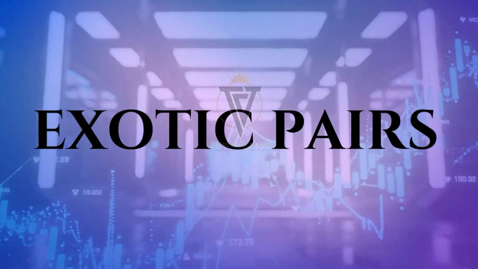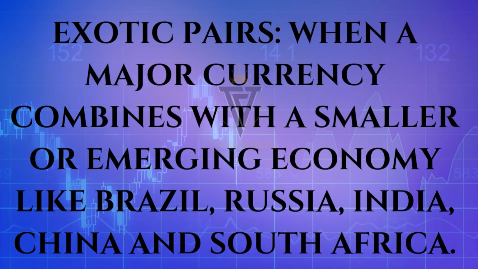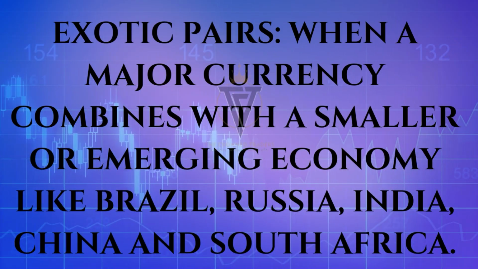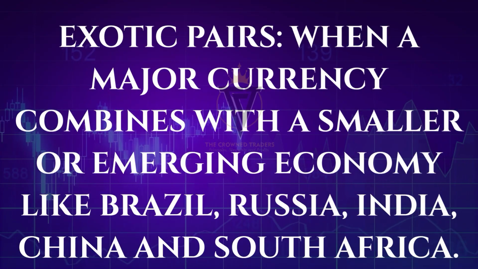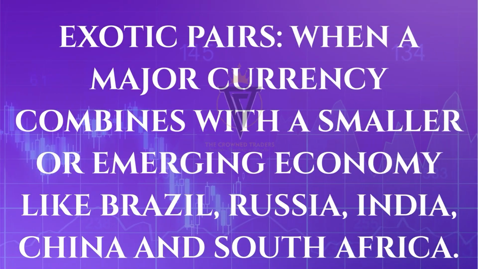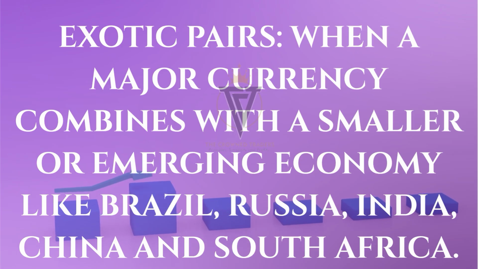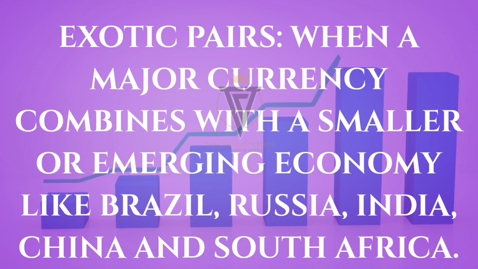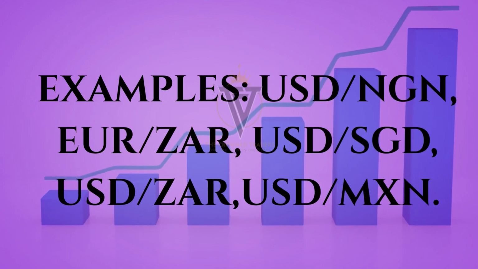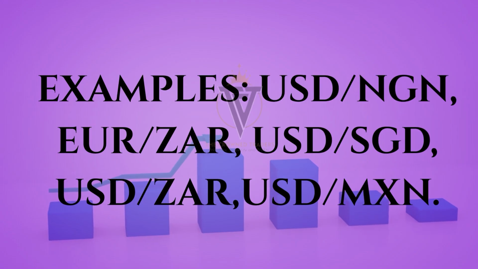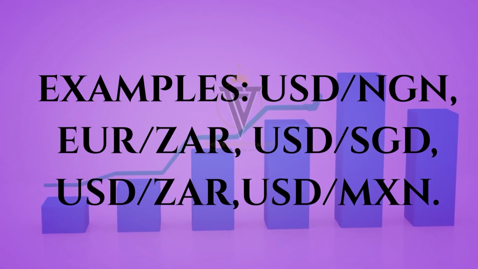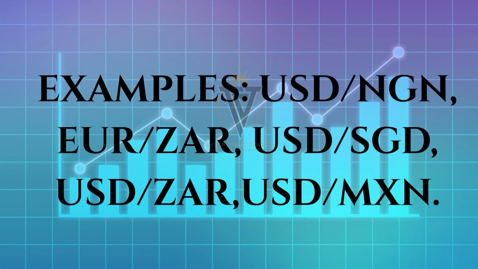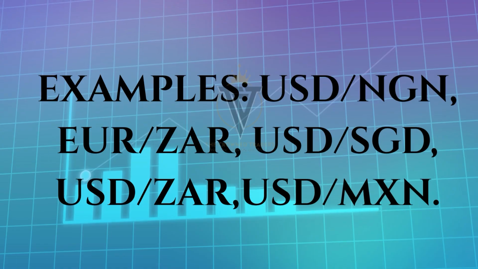In this case, when one major currency combines with a smaller or emerging currency or economy like Brazil, Russia, India, China, South Africa, Nigerian naira, Russian rubles, Indian rupees, and the likes of them, it combines to form a single pair known as the exotic pair. So we have USD naira, Euro ZAR, USD SGD, that's the Singapore dollar, USD ZAR, that's the South African rand, and USD MXN, that's the Mexican peso.